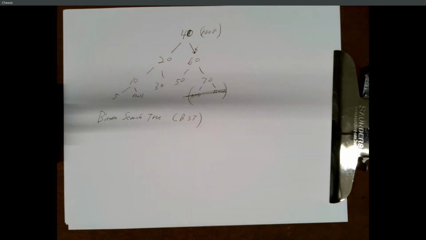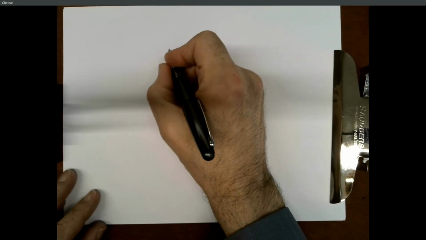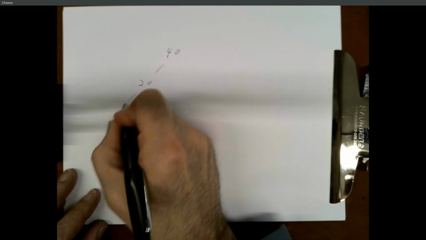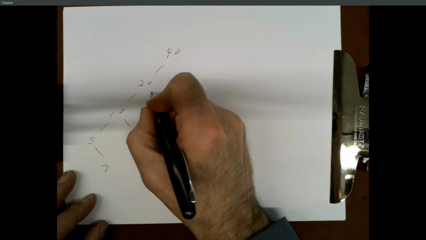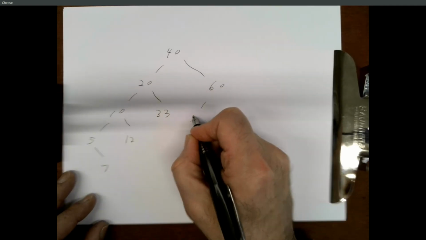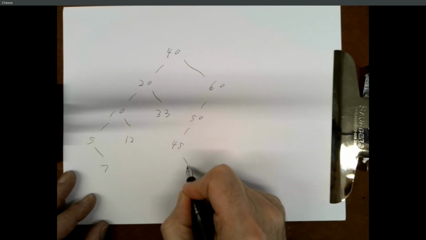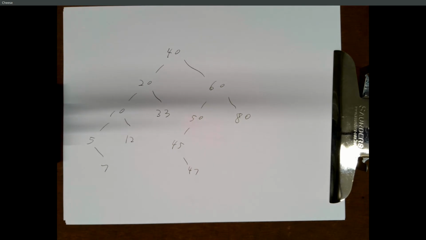All right, so still with me? All right, so we need some terminology. So let me draw a clean picture of a tree. All right, that's a perfectly fine binary tree. And it's actually a binary search tree.